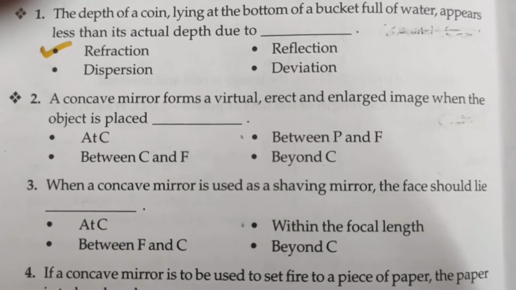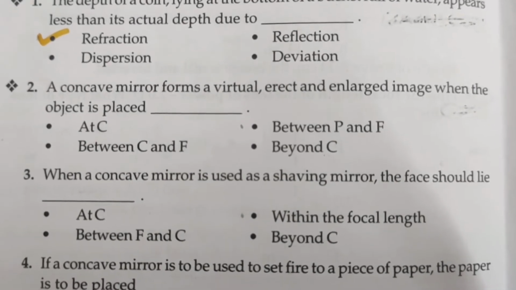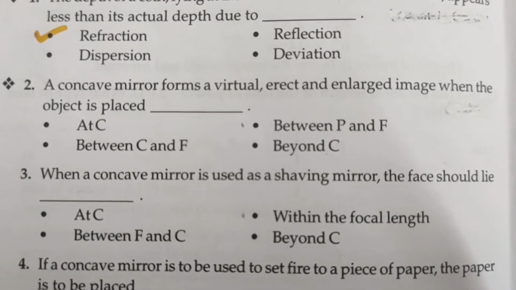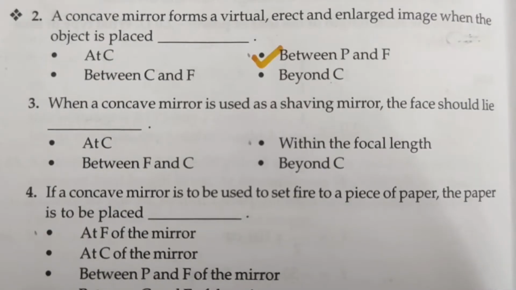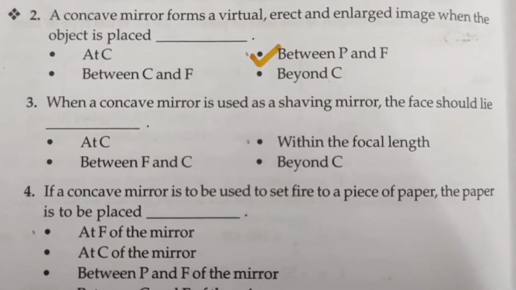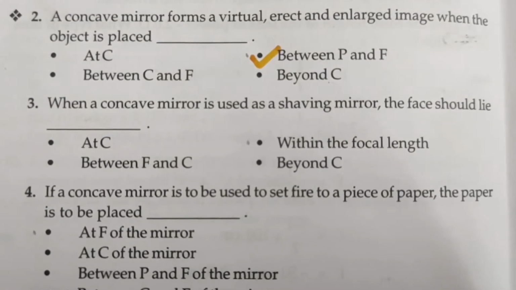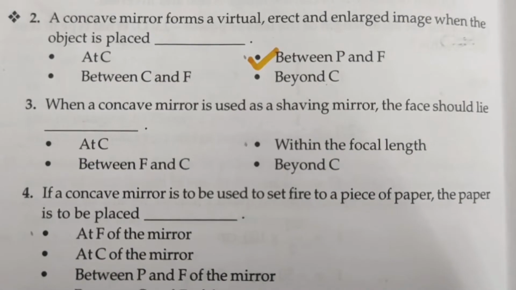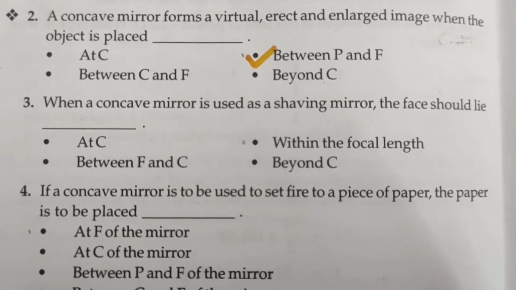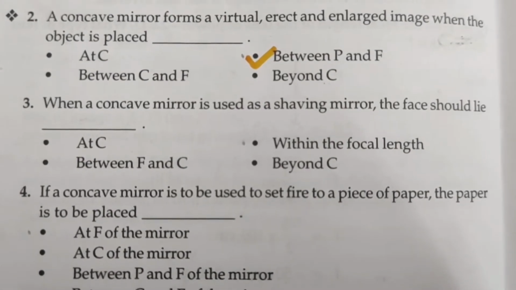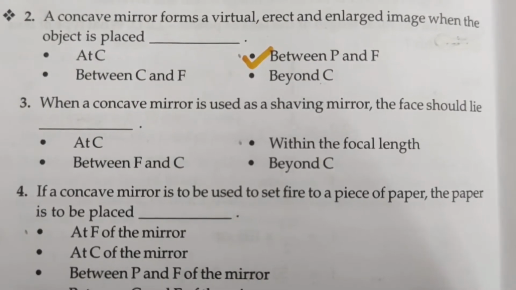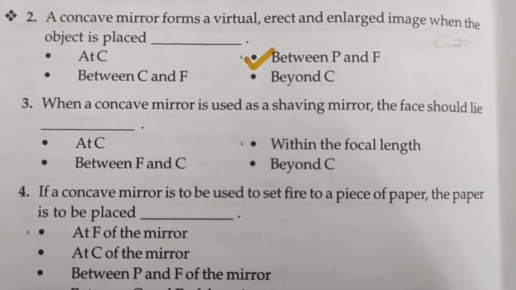A concave mirror forms a virtual erect and enlarged image when the object is placed at C, between P and F, between C and F, and beyond C, and the correct option is between P and F. When a concave mirror is used as a shaving mirror, the face should lie dash at C, within the focal length, between F and C, beyond C, and the correct option is within the focal length.